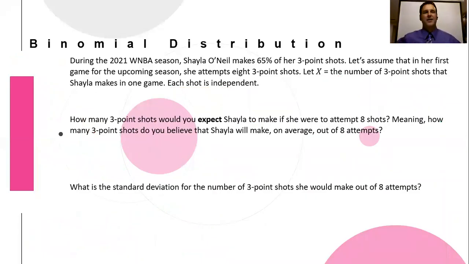Next part is actually a very easy part. It has a lot of simple formulas here, but it talks about some items that we've done in the past. And this story up here is still the same, hasn't changed. But I've added a new question. It says, how many 3-point shots would you expect Shayla to make if she were to attempt 8 shots? Meaning, how many shots do you believe Shayla will make on average out of 8 attempts?